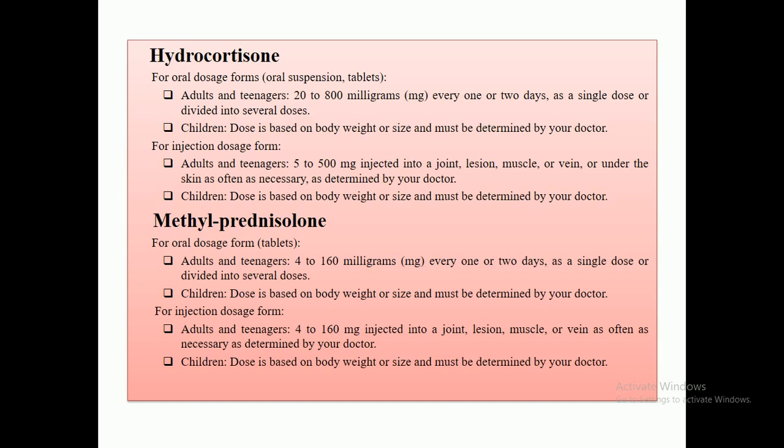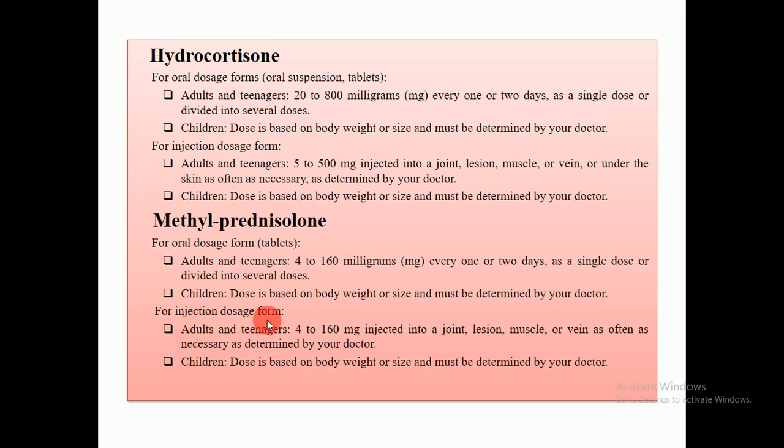The fifth one is methylprednisolone. This is another corticosteroid. It is also available in tablet form. In adults and teenagers, the dose is 4 to 160 milligram every 1 or 2 days as a single dose, or divided into several doses. And it's the same case for the children, as I have already mentioned in the above lectures.